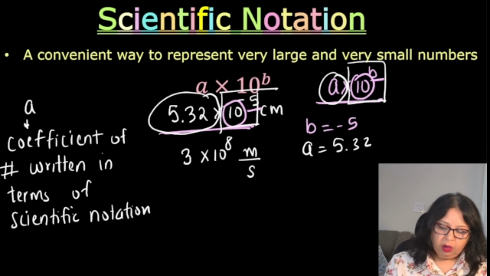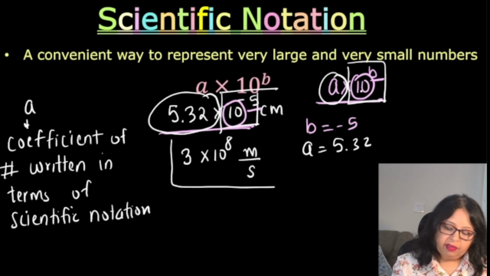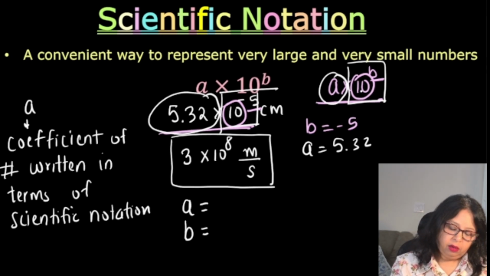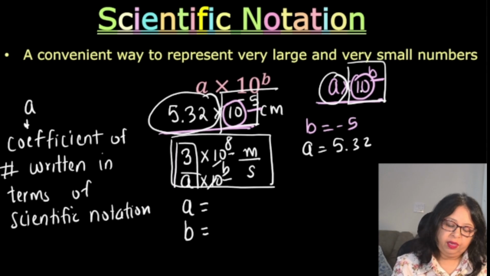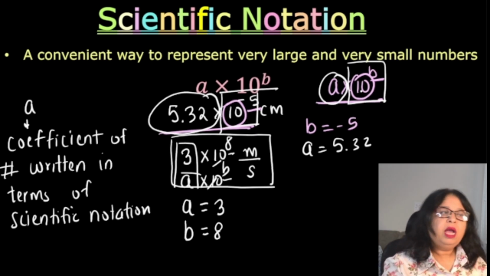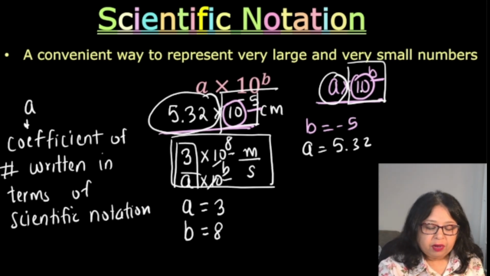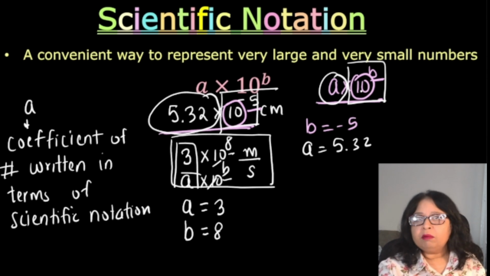Alrighty. Now, in the second number that is written in terms of scientific notation, what do you think a is? And what is b? So once again, compare this with a times 10 to the power b. So obviously a is equal to 3, 10 is equal to 10, therefore b must be equal to 8. So a is 3 and b is equal to 8. So I hope that it's easy for you to identify, when a number is written in scientific notation, which factor is a, the coefficient. And once you identify the coefficient, the remaining part must be 10 to the power b.